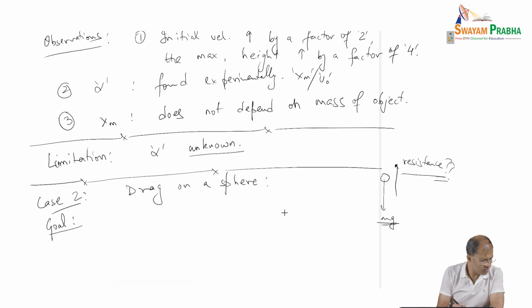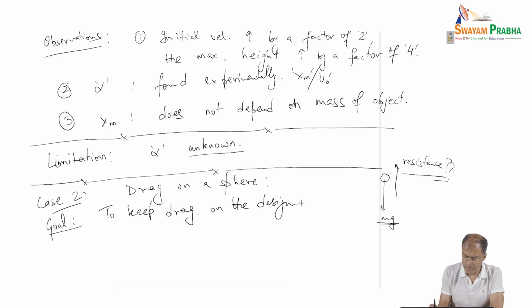So the goal typically, what is the need of finding the drag on these objects? Because typically for these moving objects we want to minimize the drag, right? So the goal is to keep the drag on the designing objects as small as possible.